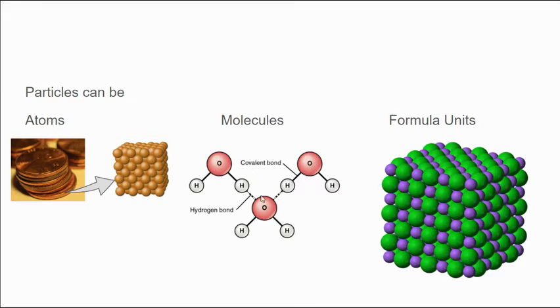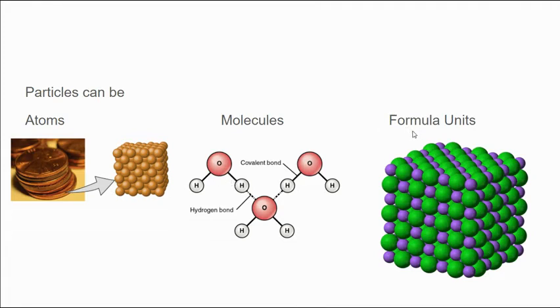Here we've got an example of water. You can ignore the hydrogen bond for now, but look at the covalent bonds holding the oxygen and hydrogen together. If I had a mole of water, that means I have 6.02 times 10 to the 23 molecules, entire H2O units of water.